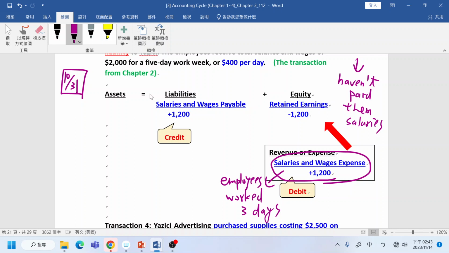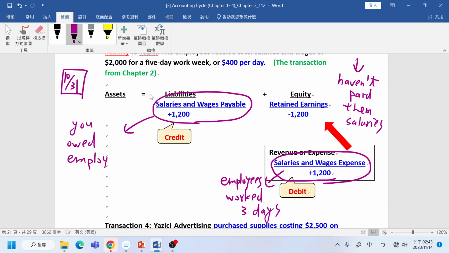Did you pay? No, you didn't pay. So salaries and wages payable $1,200. What is that? You didn't pay, so you owed employees salaries. Okay, any questions?